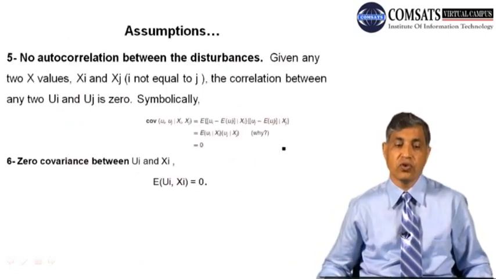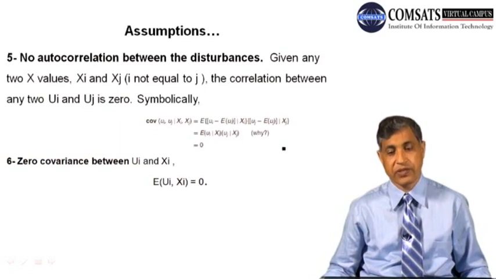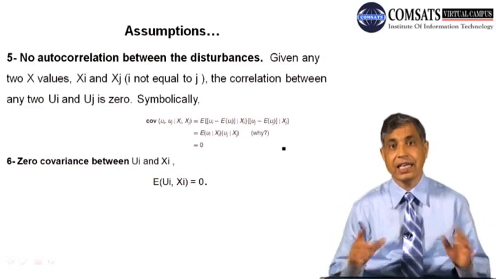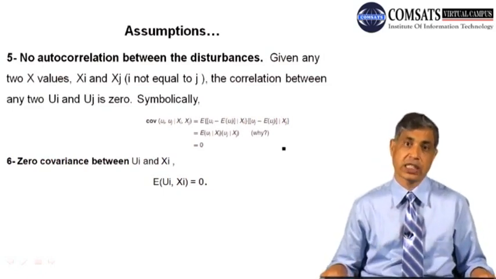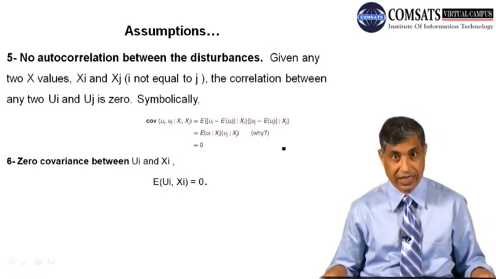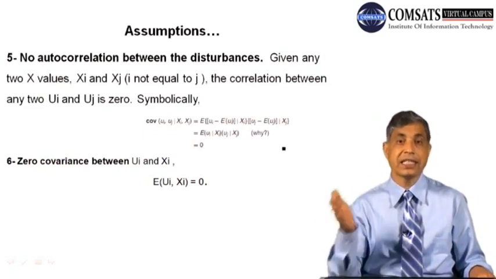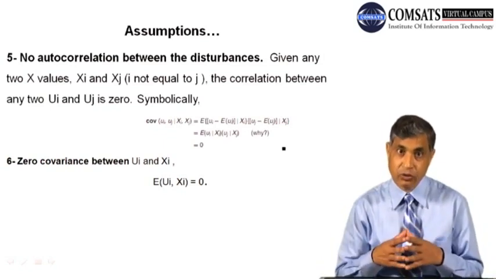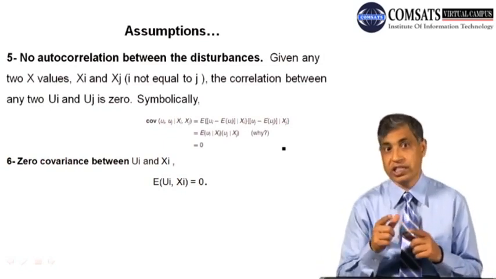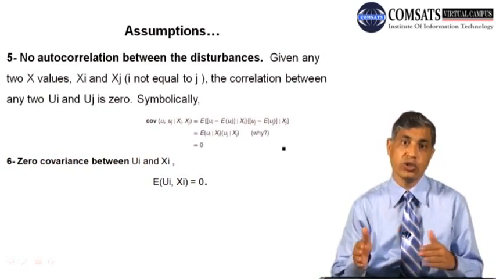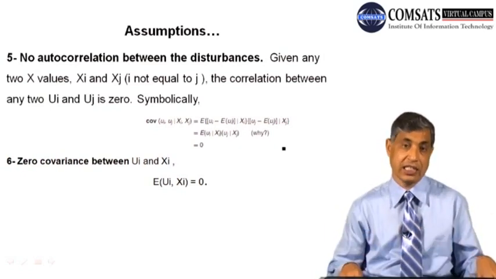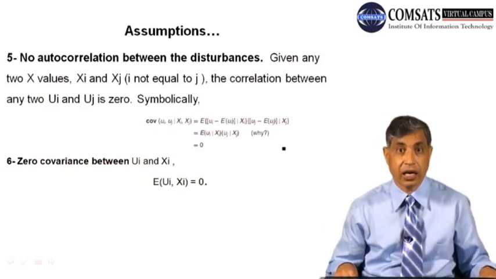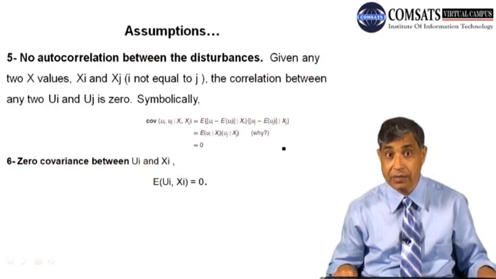Then assumption number 4 is no autocorrelation between the disturbances. This is again very interesting. As we said, the disturbance captures those forces that are out of control of the researchers, and these are affecting our dependent variable randomly. But unfortunately, if any two disturbance terms, say ui and uj, are correlated with each other, then there is a systematic trend that can affect our dependent variable in a systematic way.